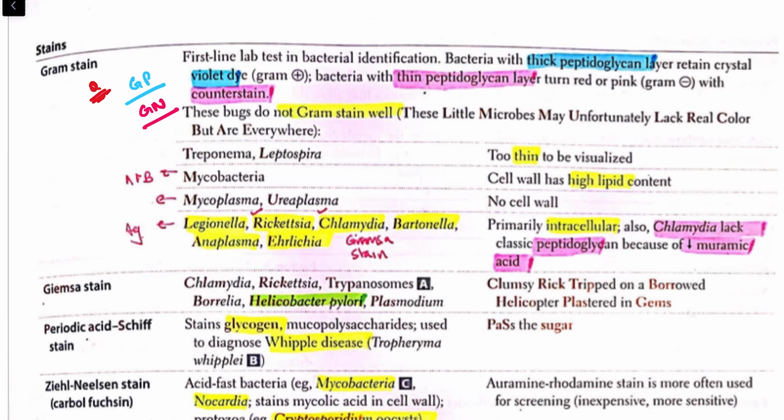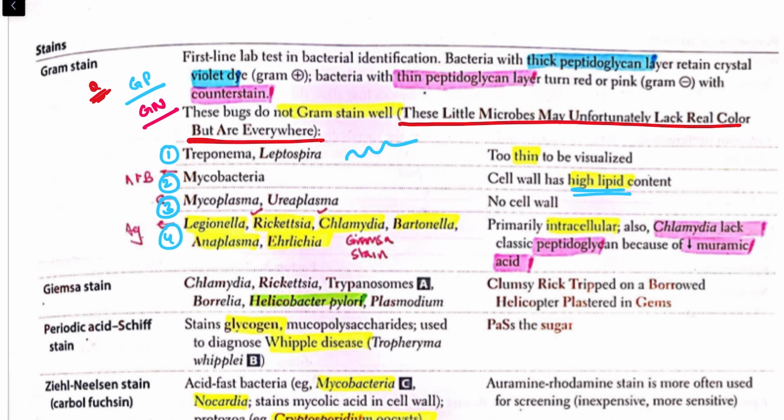Some bacteria do not stain well. Okay, you need to remember these. The mnemonic is also nice, like these little microbes may unfortunately lack real color but are everywhere, or they can be remembered by themselves. I've remembered them by their names only. Okay, so they are Treponema and Leptospira because they are very thin to be visualized. Second is mycobacteria. It has a very high lipid content. Okay, so therefore it is not gram stained well. Third is Mycoplasma and Ureaplasma. They lack cell wall, so they cannot be stained. And finally, Legionella, Rickettsia, Chlamydia, Bartonella, Anaplasma, and Ehrlichia, because these are primarily intracellular organisms.